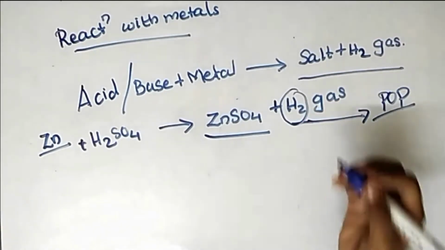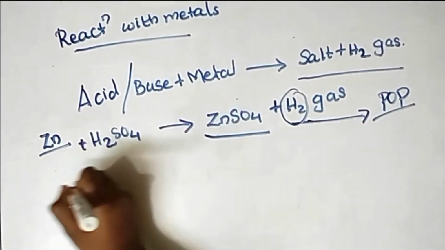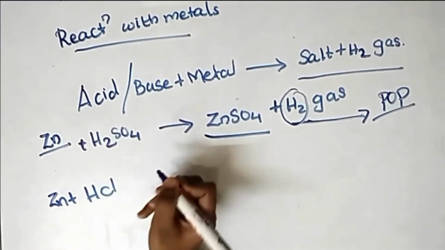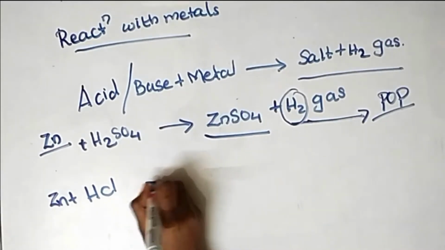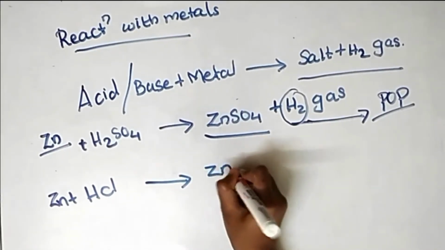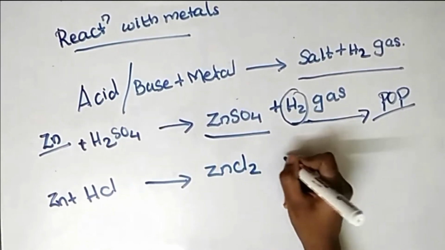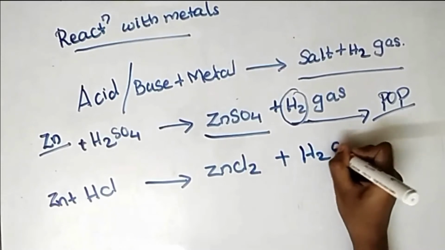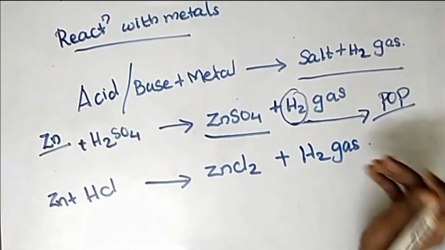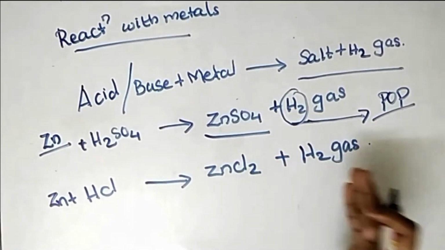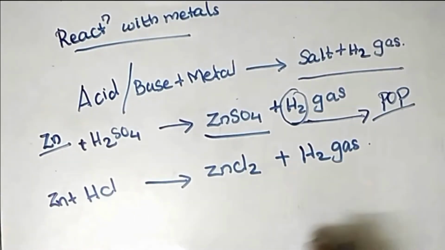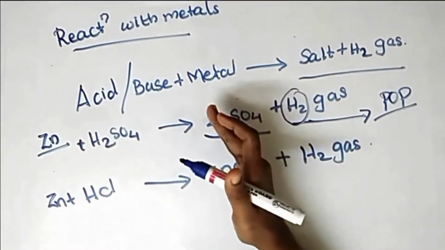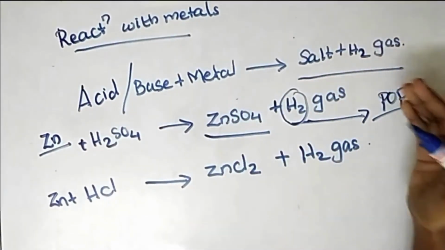Next, we will check another acid, that is HCl. When zinc metal reacts with the acid HCl, what can you see? We can see that a salt called zinc chloride, ZnCl2, plus again what is it? A salt and hydrogen gas, H2 gas, is formed. So here also a salt and hydrogen gas is formed. Always remember that when an acid reacts with a metal, a salt and hydrogen gas is formed.